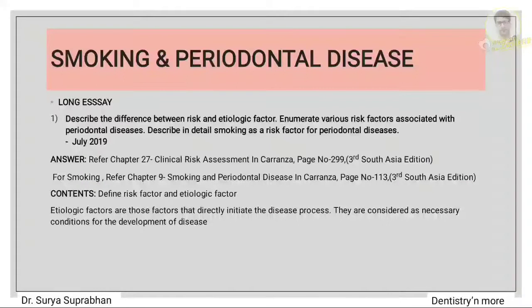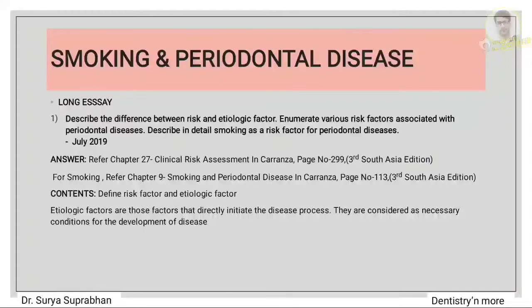Okay. So for this, you have to refer chapter 27, clinical risk assessment in Carranza, page number 299. For the first part of the question, you have to refer chapter 27. In that chapter they have described what is risk factor and what all comes under the risk factor. That is the second part of the question. Also for that, you can find the answer in this chapter 27.